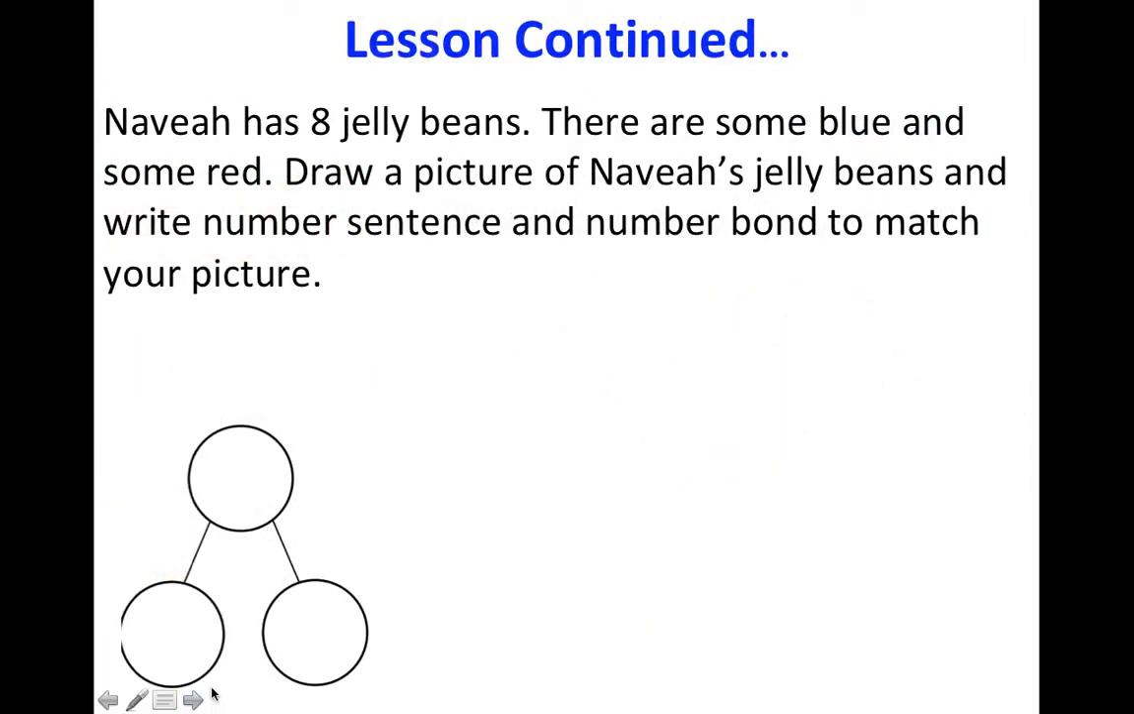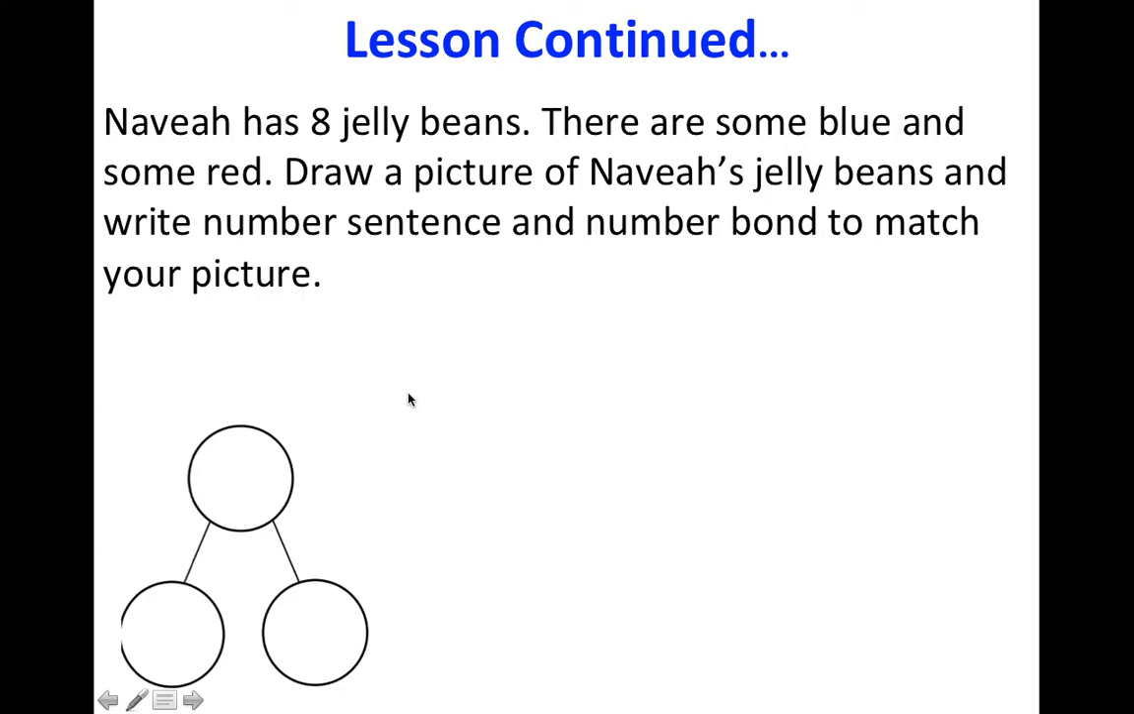Let's continue. So now I have a word problem that I want us to do together. At this time, you can take out your dry erase board and your materials and something to write with. Let's listen to the word problem. Navea has 8 jelly beans. There are some blue and some red. Draw a picture of Navea's jelly beans and write a number sentence and a number bond to match your picture.